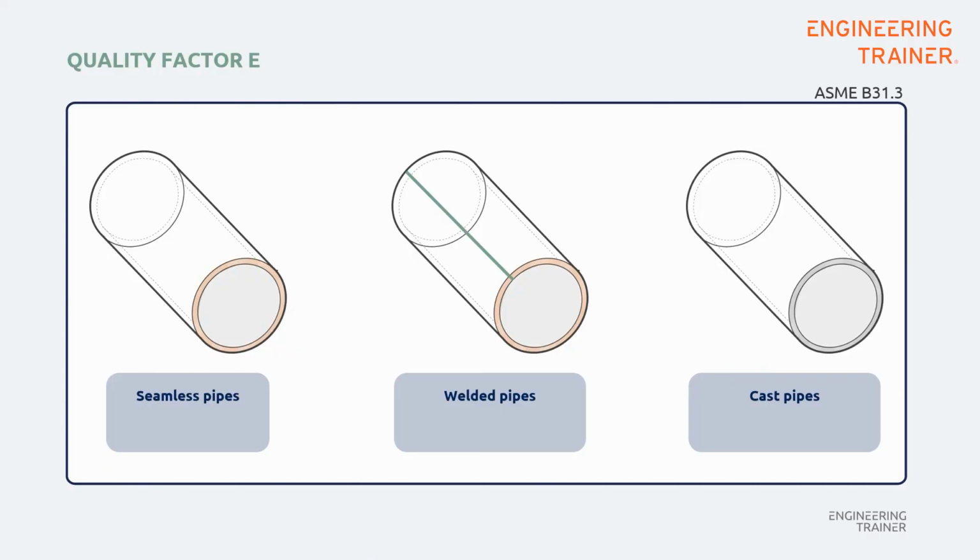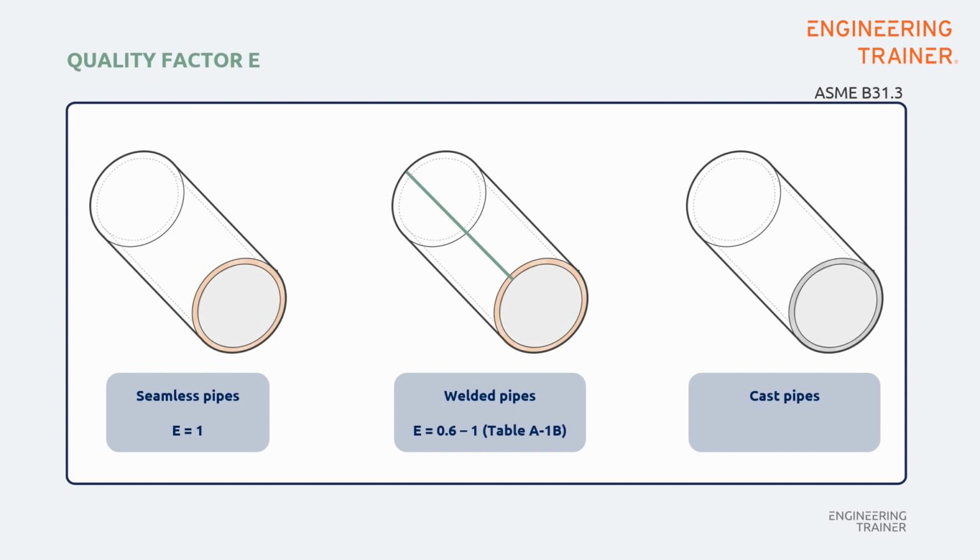The quality factor, E, is based on the manufacturing process and inspection level of a pipe. 3 categories are distinguished. For seamless pipes, so pipes without welds in longitudinal direction, the quality factor, E, equals 1. For longitudinally or helically welded pipes, the value should be looked up in Table A-1B in the B31.3 code. It ranges between 0.6, where no inspection of the welds is applied, to 1 with specific welds and 100% radiographed inspection. This principle is similar to the joint coefficient Z in the EN 13480 code.